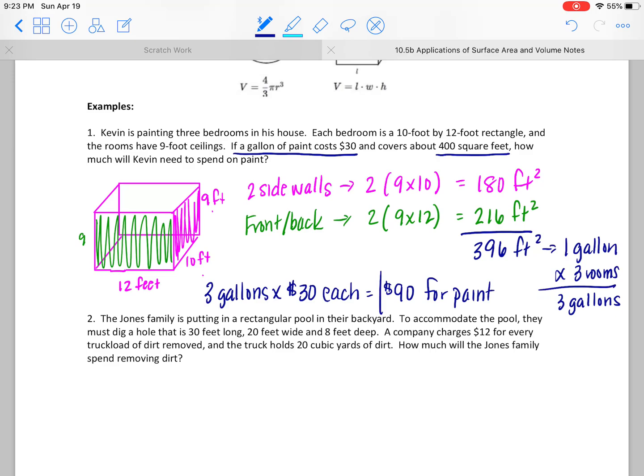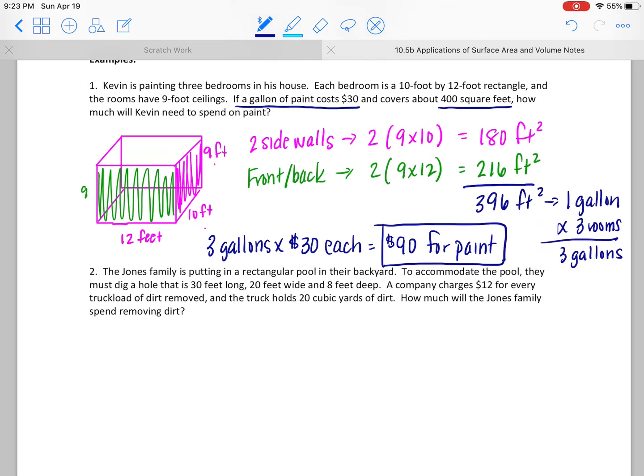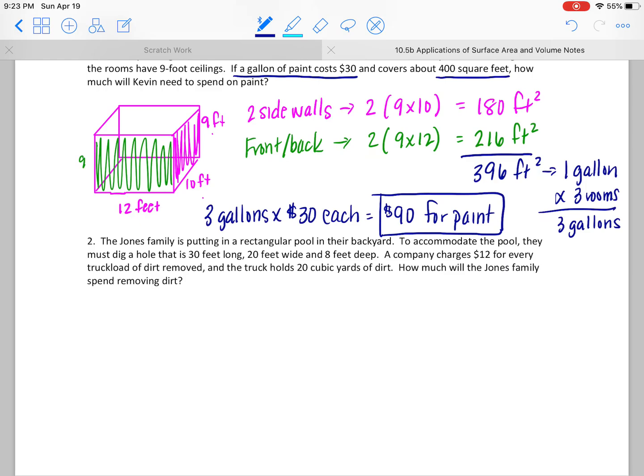Move this over here. $90 for paint. Now that is cutting it a little bit close. I think if this was my house that I was painting, I'd probably buy an extra pint or something for touch-up for later. And I like to go a little heavy on the paint, just my preference, so maybe a 4th gallon even, but at least 90 bucks for paint here. Okay, not so bad. All right, number 2.